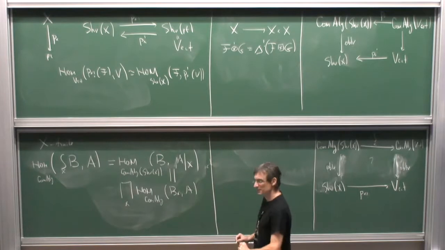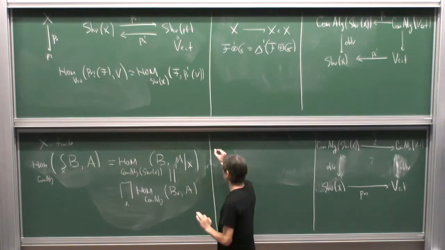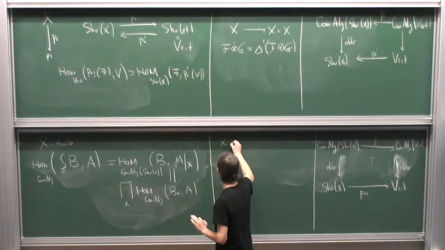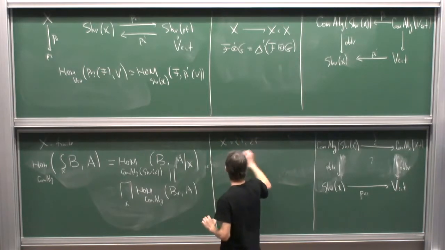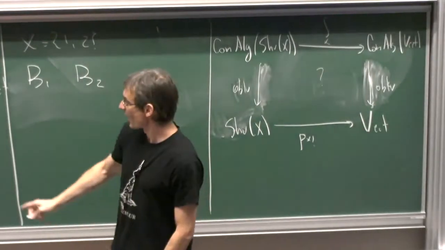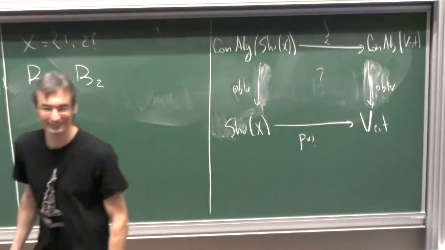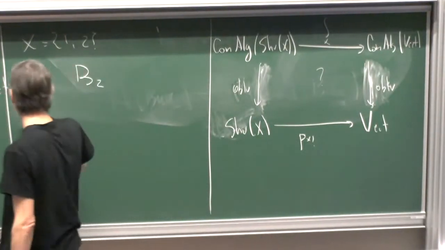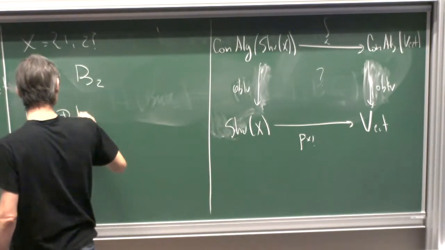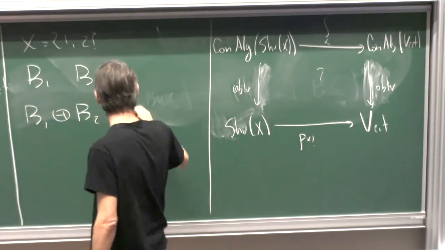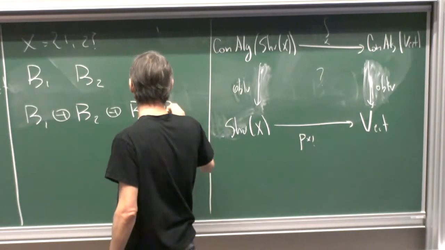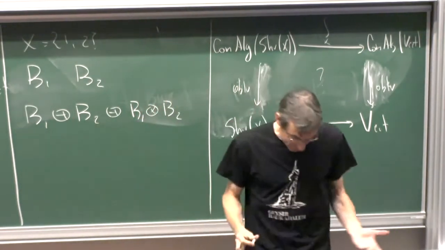Who is this guy? X is a finite set. Let's take the simplest case: 1 and 2. So I have B1 and B2, without unit. Who is this guy? B1 plus B2 plus B1 tensor B2. Add the unit, multiply, and remove the unit. Put the unit in and you remove it. Exactly.